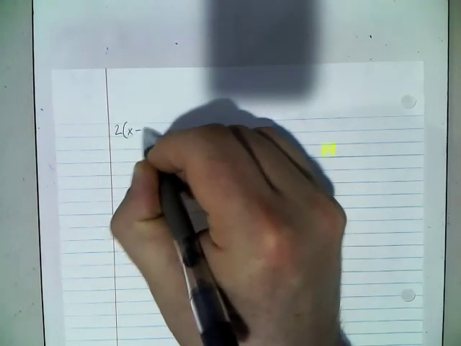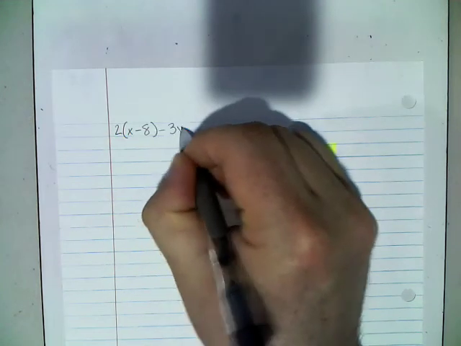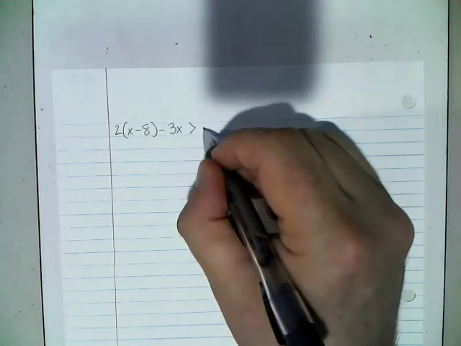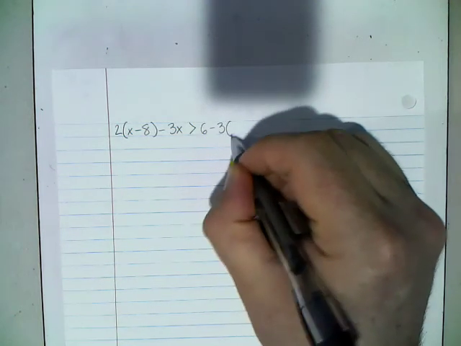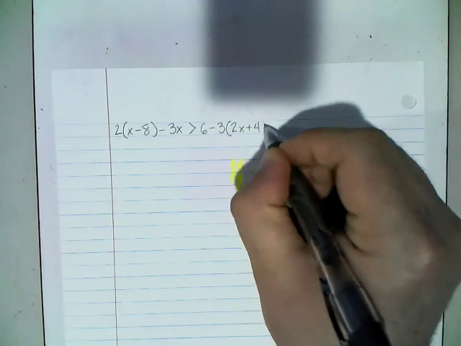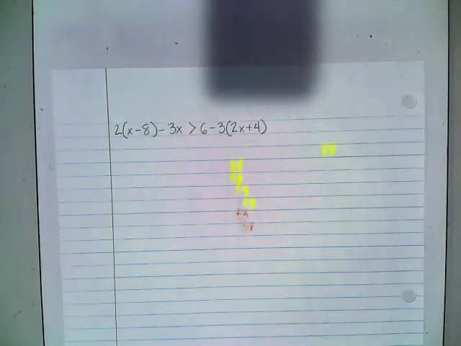I'm going to go on to the back for our next example. I encourage you to do the same. I imagine you're getting pretty close to the bottom of your paper. And we're going to need a bit of space. So for our next example, we're going to take a look at 2 times the quantity x minus 8 minus 3x greater than 6 minus 3 times the quantity 2x plus 4. Now, if you're feeling pretty good about this, go ahead and pause the video and give this a shot. See if you can, if you listen carefully, go through and get the answer on your own.